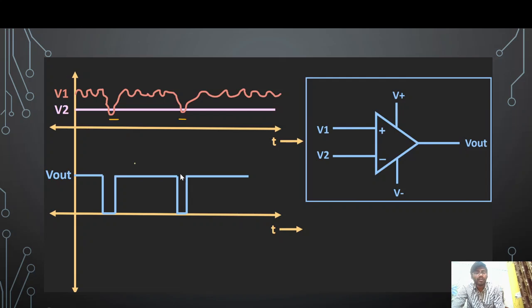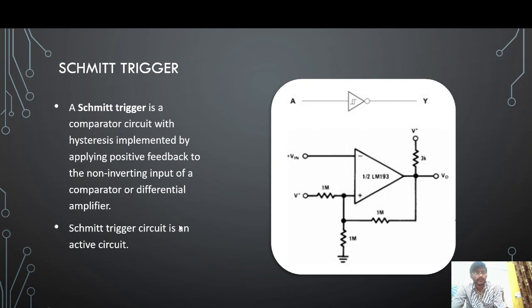So because of noise, you can see there is a transition in the output voltage, or we can say that the output will get affected because of noise in the input signal. You can say that the comparator is not immune to noise, and because of that our output can be affected. Now this kind of problem can be solved using a Schmitt trigger.